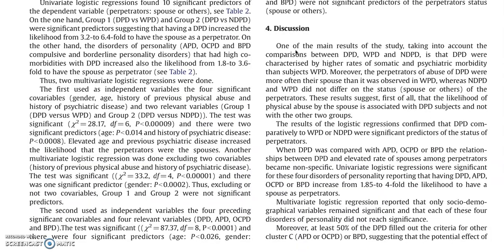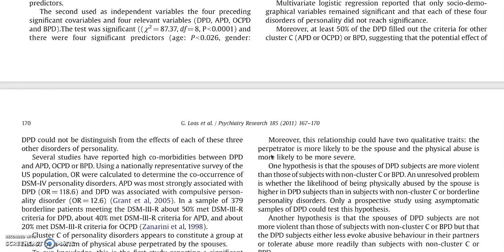When you get to the discussion, the first results they talk about are usually the main results, the most important results of the study. So as you can see here, one of the main results of the study, taking into account the comparisons between these 3 groups that they put the subjects in, is that dependent personality disorder subjects were characterized by higher rates of somatic and psychiatric morbidity than subjects without personality disorder. So then they're going to go on. They keep talking about the different results that they got, and they're explaining them.